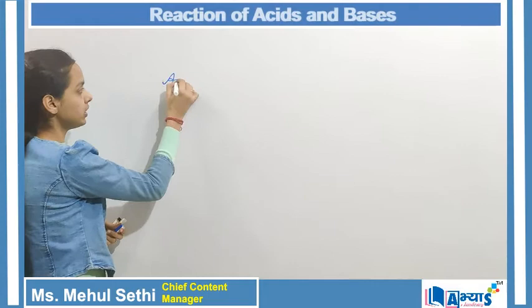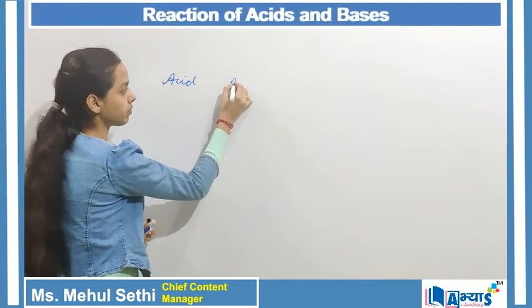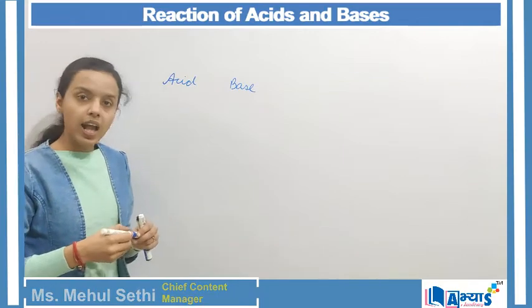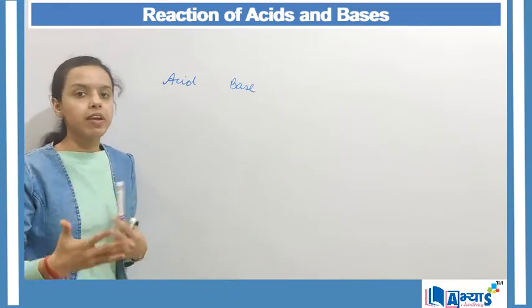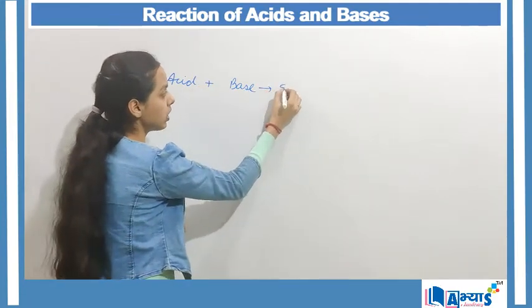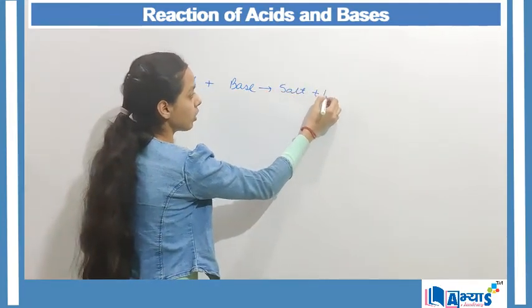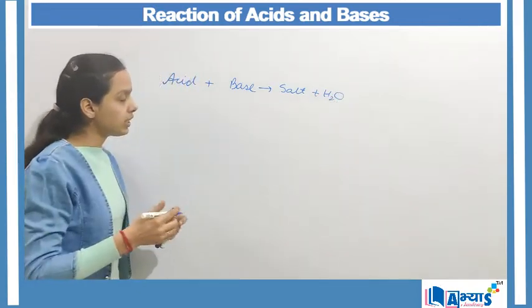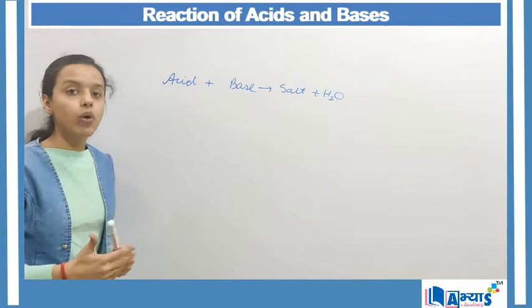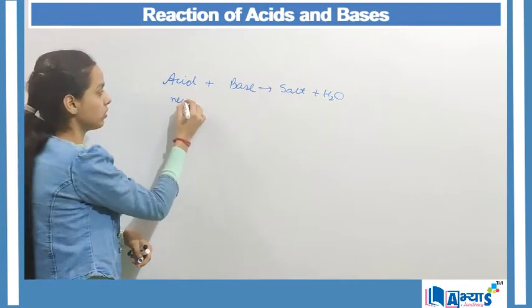reaction between an acid and a base. So when an acid and a base react together, they cancel out or neutralize the effect of each other. The reaction produces salt and water. Because in this reaction they cancel out the effect of each other, it is also referred to as a neutralization reaction.